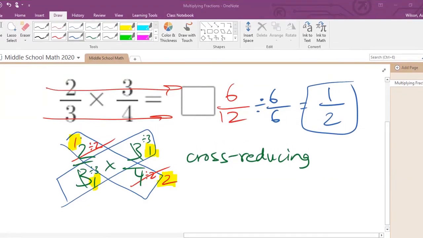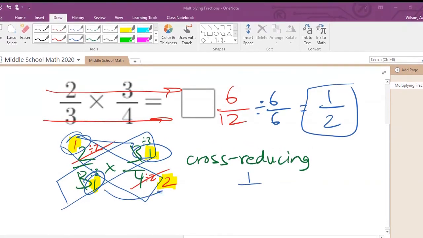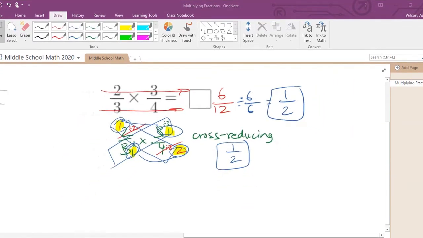You should notice that it's just 1 times 1. Well, 1 times 1 is 1. And then you have 1 times 2. 1 times 2 is 2. So 1/2.